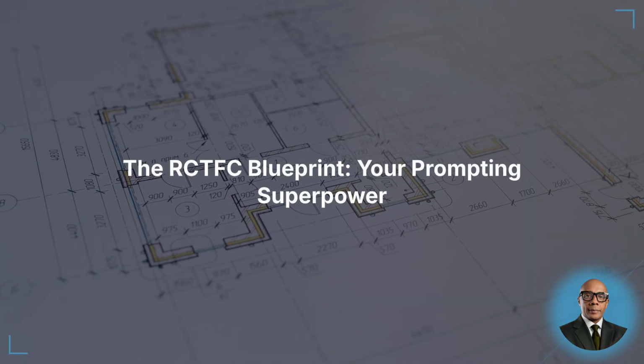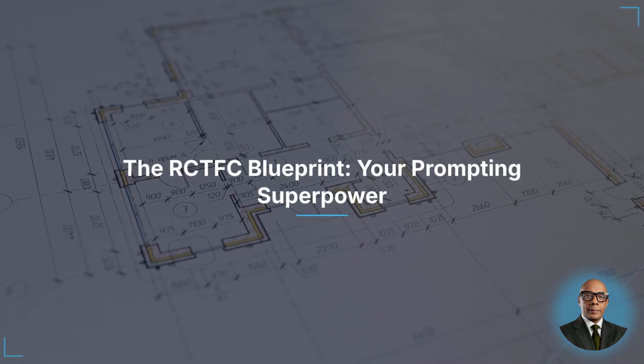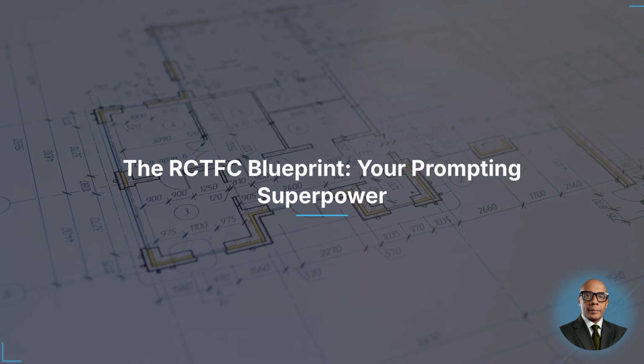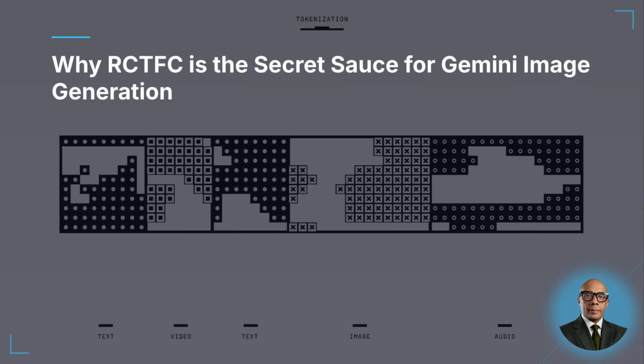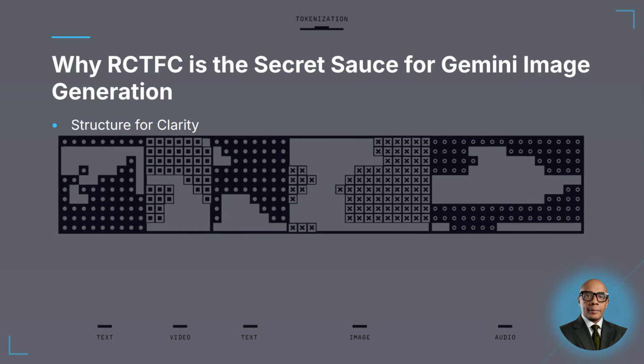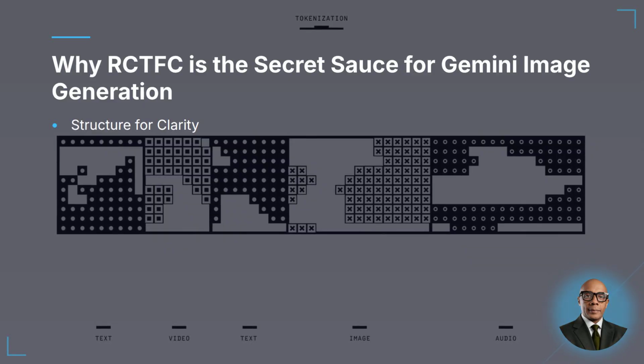Now let's dive into the RCTFC Blueprint, your prompting superpower. Welcome to the core of our image alchemy lesson, the RCTFC framework. Think of RCTFC not as a rigid rulebook, but as your trusty GPS for guiding Gemini to exactly where you want to go visually. It stands for role, context, task, format, and constraints.